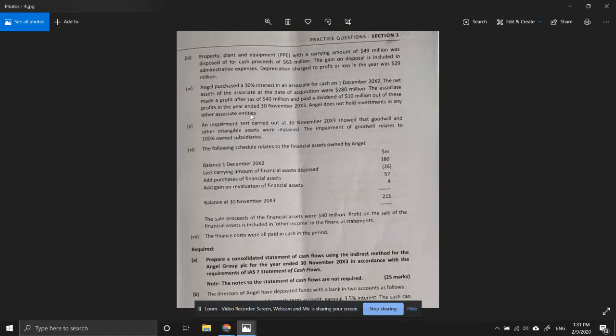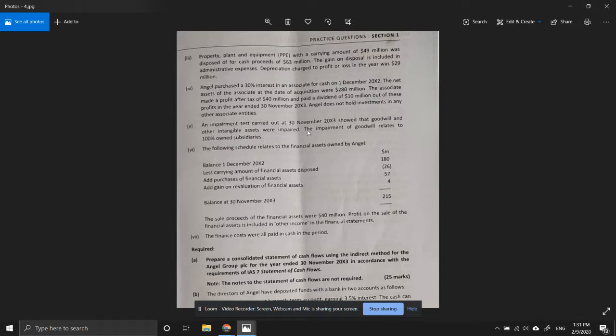Okay, so we don't have the cash paid for associate, right? So what we can do is that we can simply find out by knowing what was the profit for the period. It was 40, right? Okay, and then our share will be 12, so 12 minus 3, right? Okay, we'll find it out, don't worry, not a big deal.